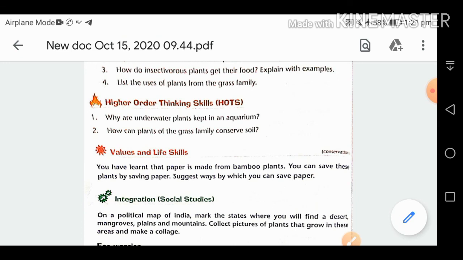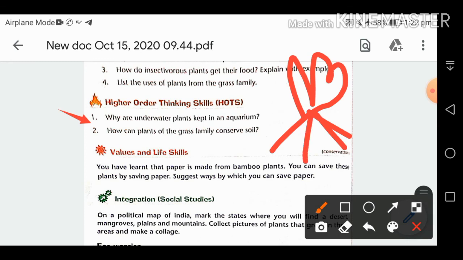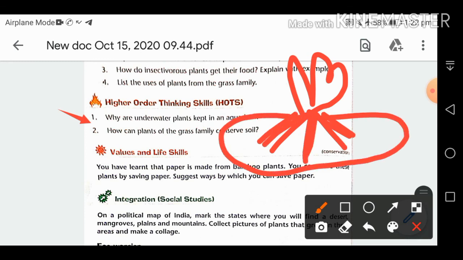Second one, higher order thinking skills. How can plants of the grass family conserve soil? Plants of the grass family keep the soil particles together with their roots. This is the grass, and with their roots they keep the soil together, so it is not carried away by wind and water.